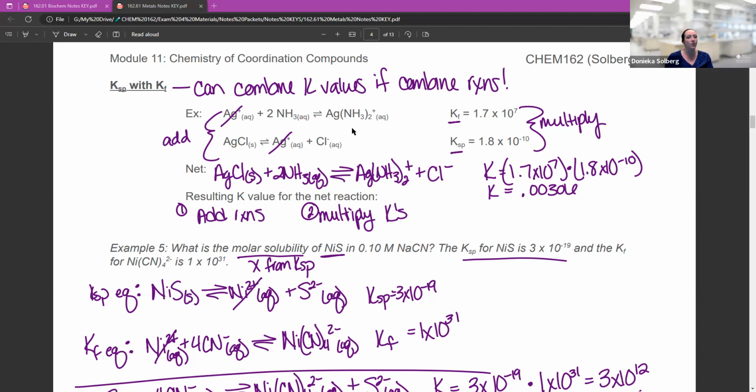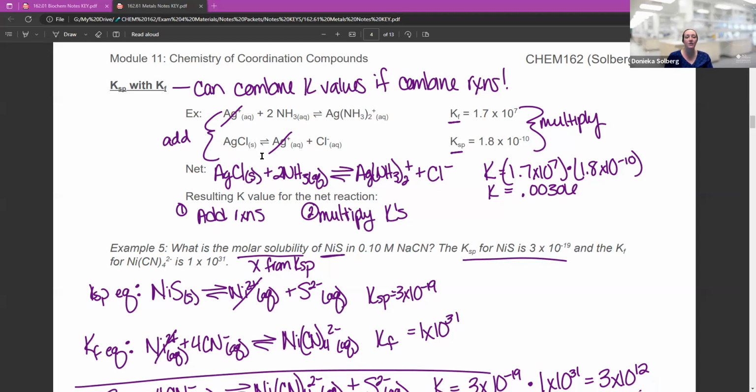Now, why would I do that? Well, if I have both of these things going on in solution, I want to take both of them into account. Silver ions combine with ammonia to make this complex, and this is the K formation for that, very large as per usual. However, silver chloride, when I put it in solution, is not very soluble. This KSP, molar solubility product constant, is 1.8 times 10 to the negative 10.